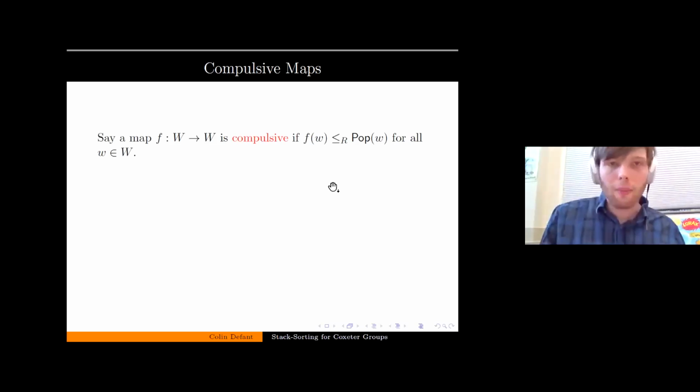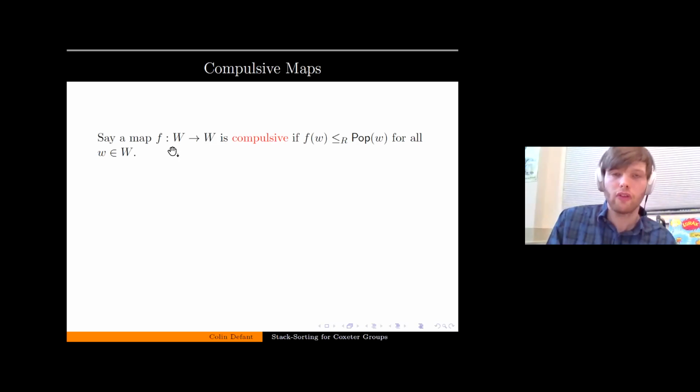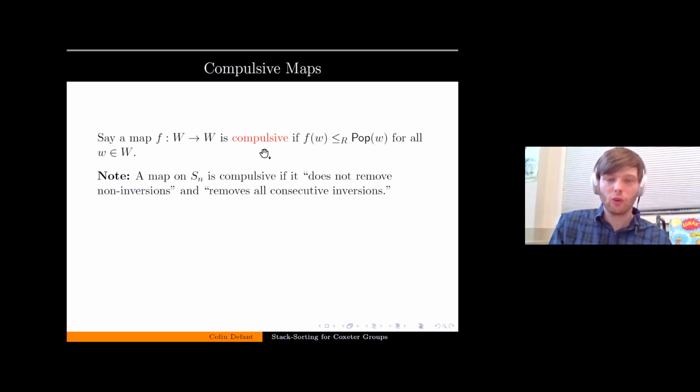Now I'm going to say a map f from my Coxeter group to itself is compulsive if f of w is always less than or equal to pop of w in the right weak order. And the reason it's kind of natural to define something like this is because in the case of symmetric groups, this has a natural interpretation. What this means for a symmetric group is that this map does not remove non-inversions, and it also removes all consecutive inversions.